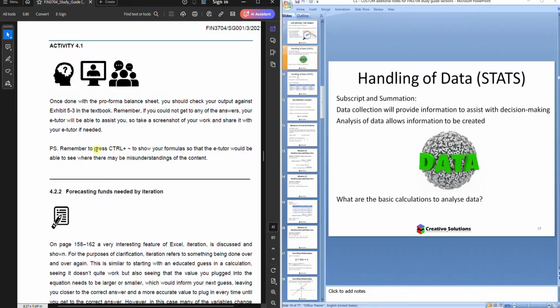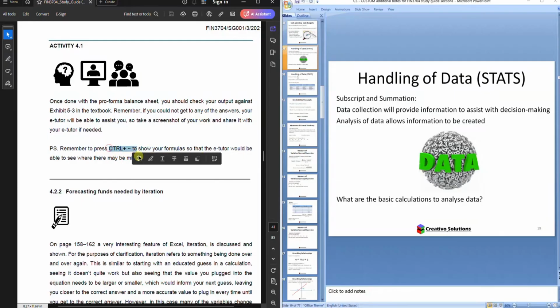I know you've been doing this a lot, so you just need to remember that if you want formulas to show up, you press Control plus that symbol. It's next to the one key on the keyboard, next to the number one, just above the reverse apostrophe. I don't know what you call this thing actually, but it's like an approximation sign. This is going to help you show your formulas.